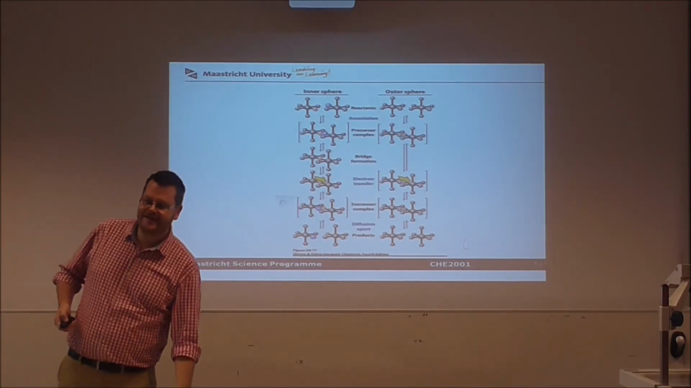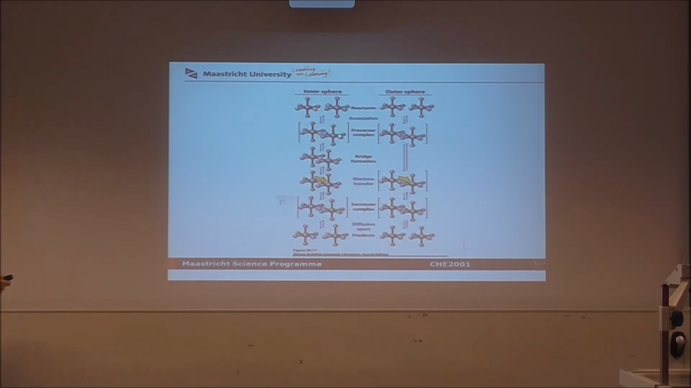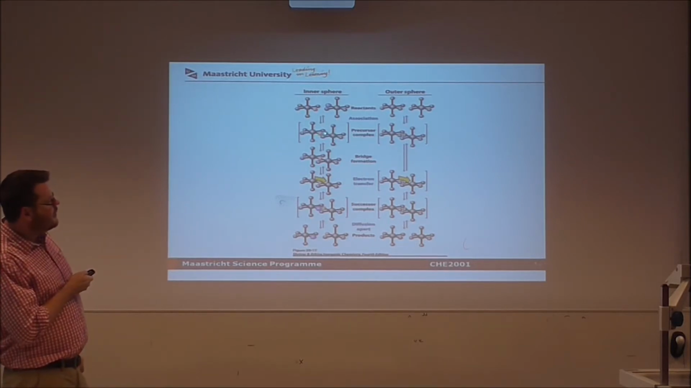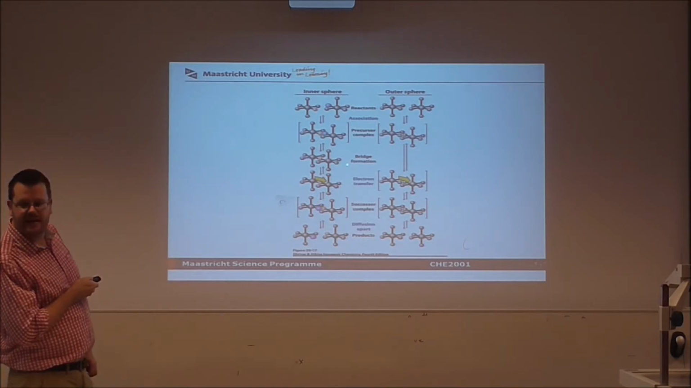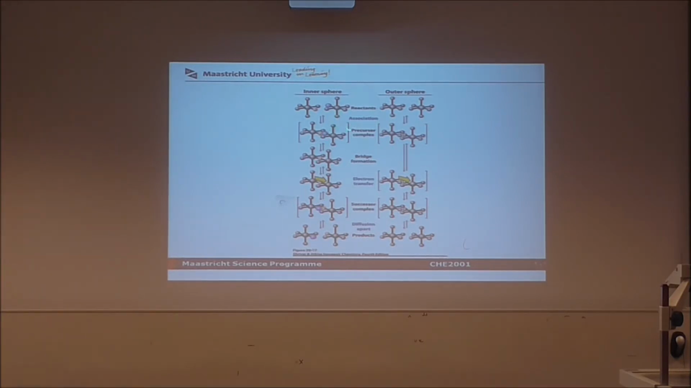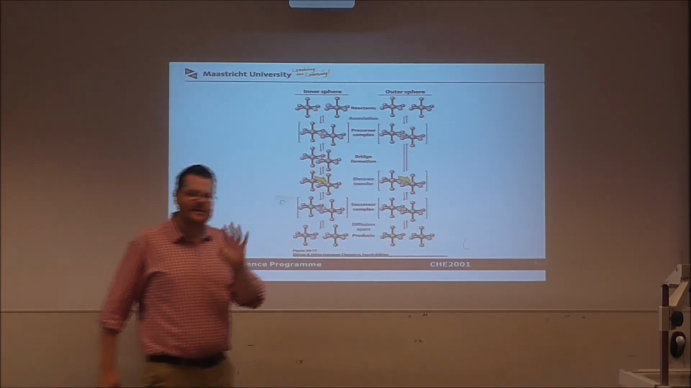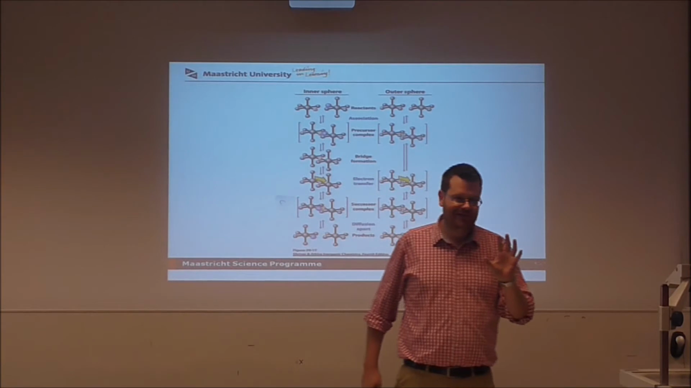If this complex was substitutionally inert, remember that table I showed you earlier with that range of exchange rates? If this complex were inert, that would mean that this step could not take place easily, because for this bridge formation to take place, I have to displace one of those ligands. And that's not going to happen if a complex is inert. It's going to happen when the complex is labile.